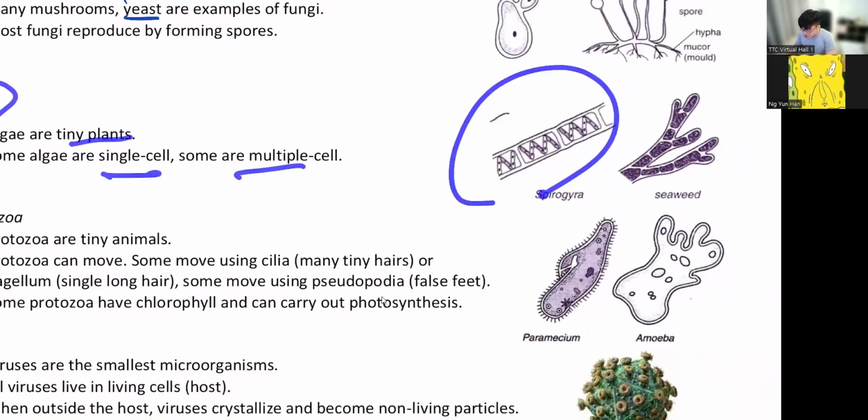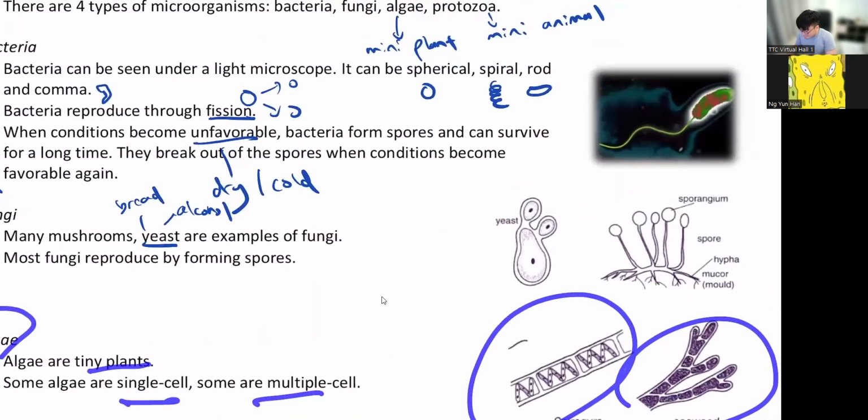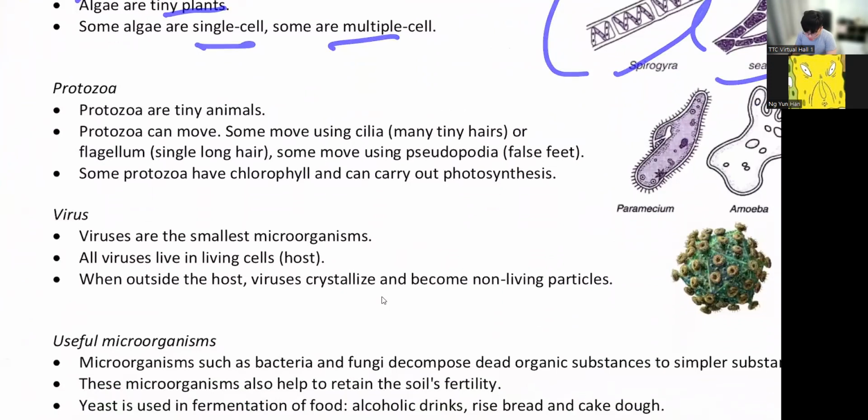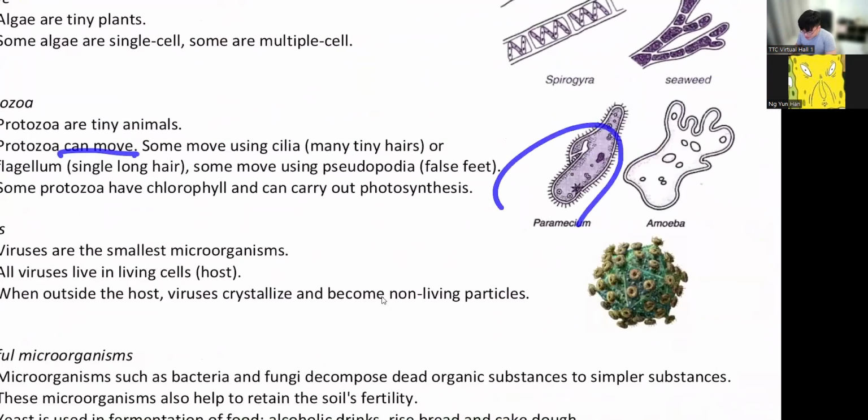Okay, like your Spirogyra and seaweed. And then of course you have your protozoa. They are tiny animals, okay? Mini plants and mini animals, so they can move, like this paramecium and amoeba.